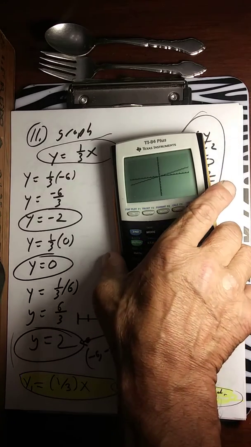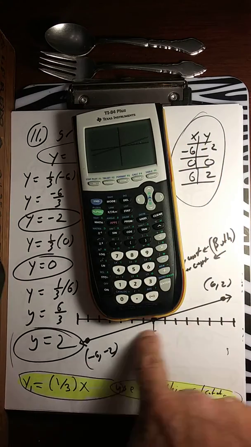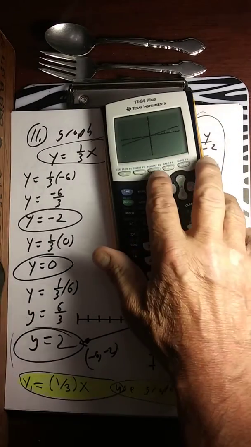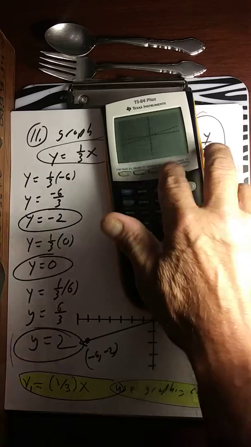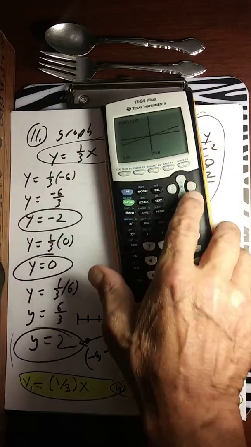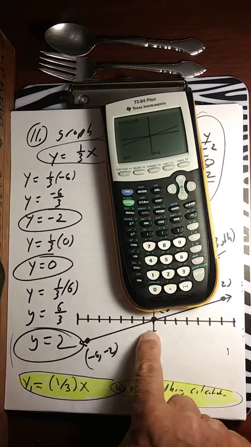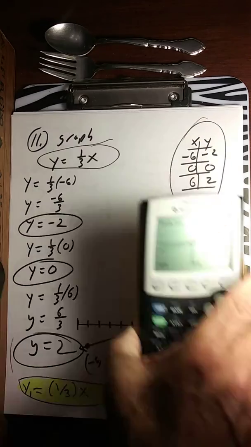Okay. There it goes. Right there. And you can hit trace if you want to. Trace right there, and that'll give you some points on the graph, like 0, 1. There it is. Okay.